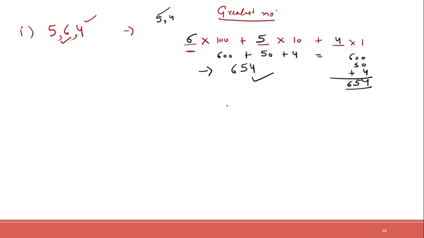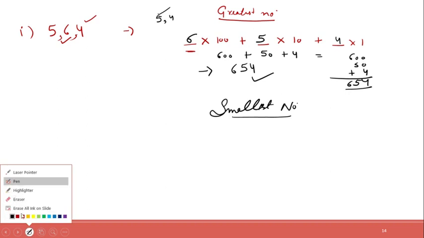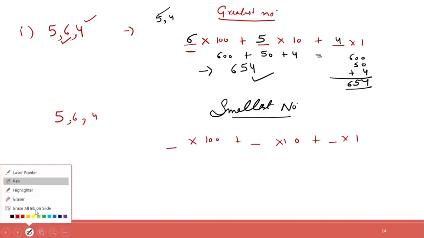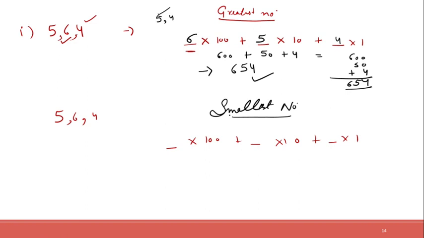Okay. Now what about the smallest number? The smallest number. 5, 6, 4, same digits. Now, something into 100 plus something into 10 plus something into 1. So just tell me, to make this number smallest, which digit do we have to multiply with 100? The smallest among these three, right? So the smallest is 4, as 5 and 6 are greater than 4. So we'll write 4 here.